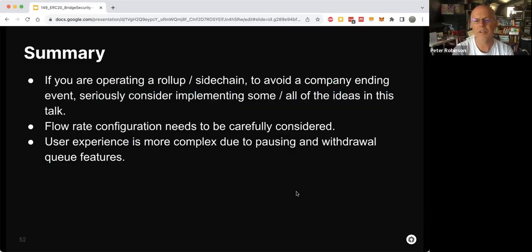So in summary, if you're operating a roll-up or a sidechain, to avoid a company-ending event, I'd seriously consider implementing some or maybe all of the ideas in this talk. But you've got to consider your flow rate configuration really carefully. And the user experience is going to be more complicated due to having these features. So you've got to weigh things up a bit as well.